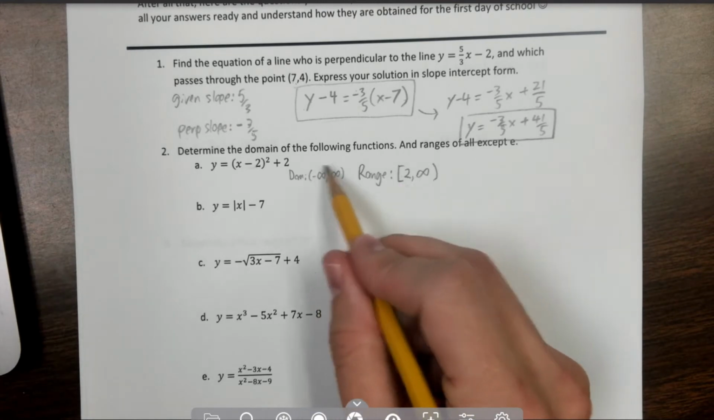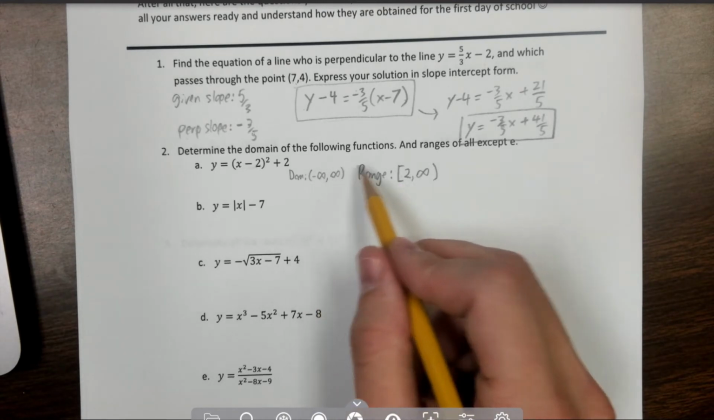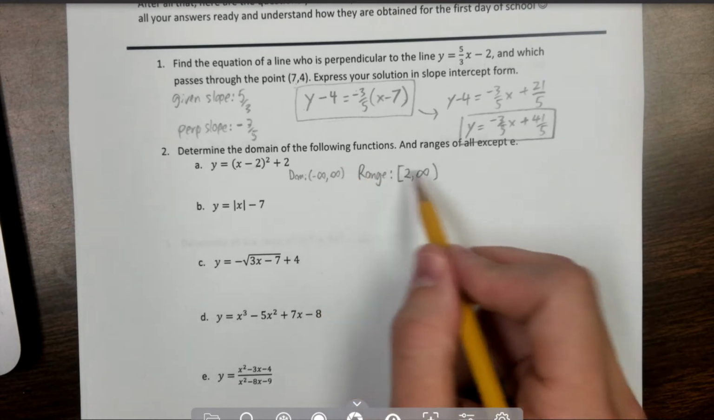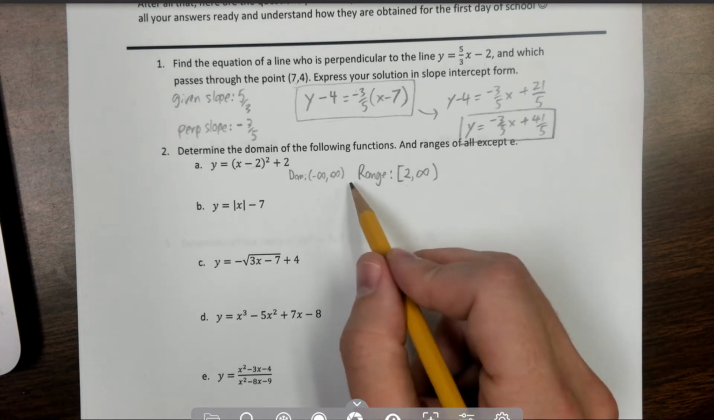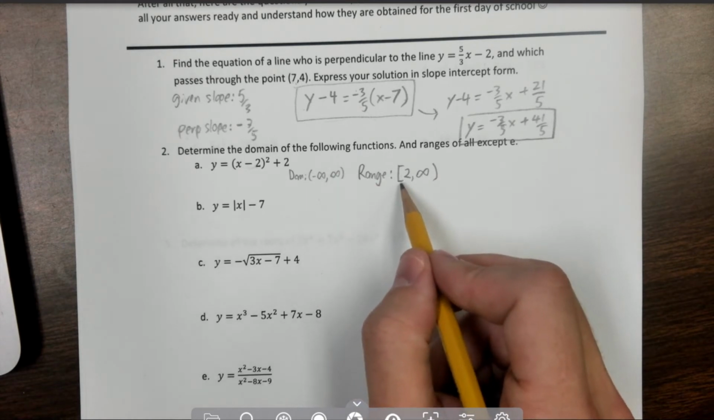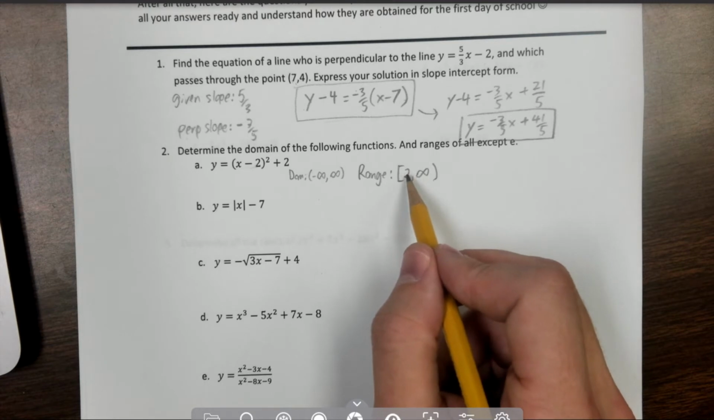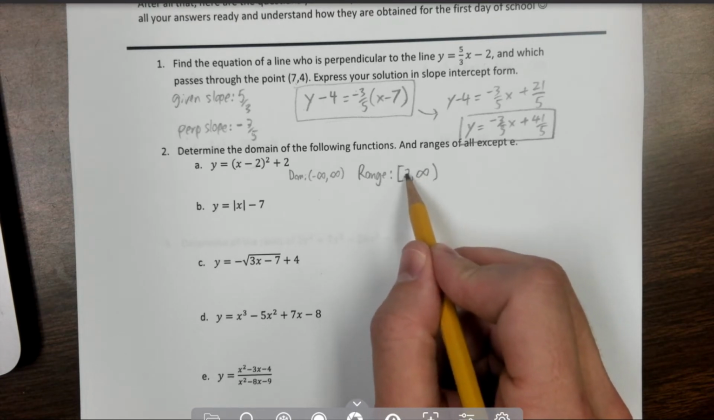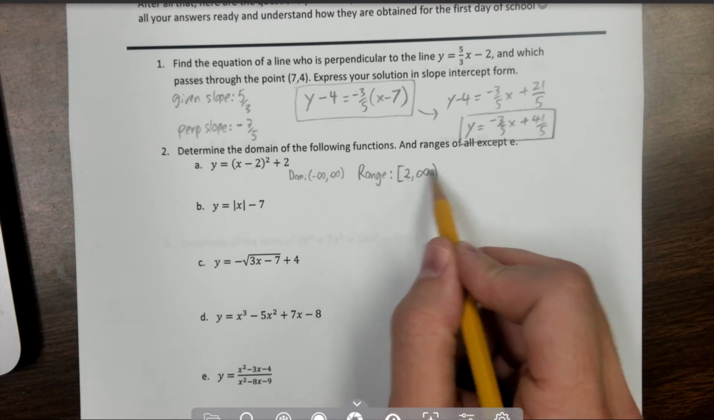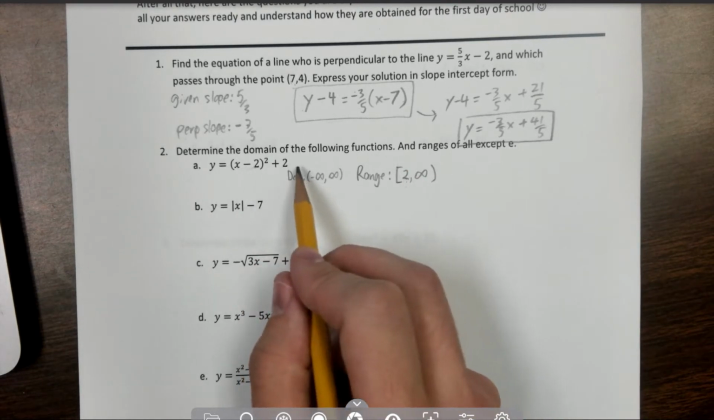So we use parentheses to denote something that you can't touch. So there's no touching infinity, or sometimes we'll use parentheses for asymptotes. And if we have a bracket, that means there's a hard cutoff where you can get this number. There's a way to get exactly 2 for my range, nothing below it, but I can also go as high as I want. How would I get 2 for my range?